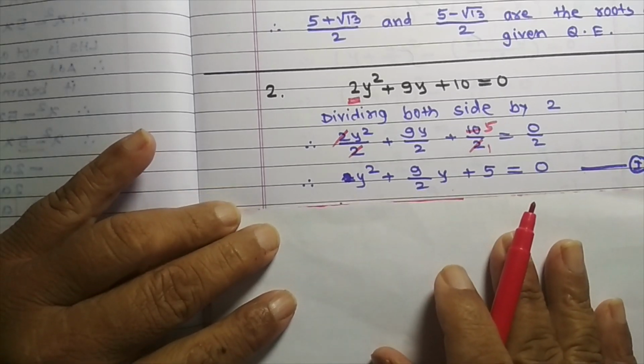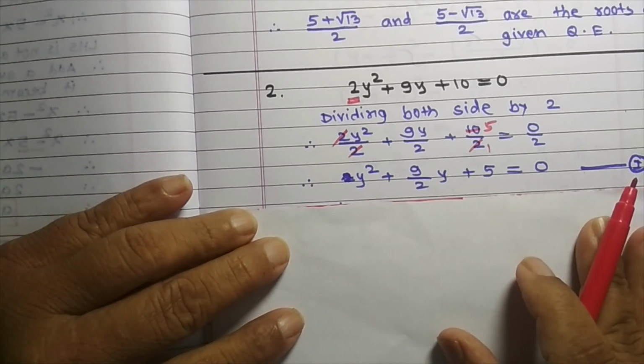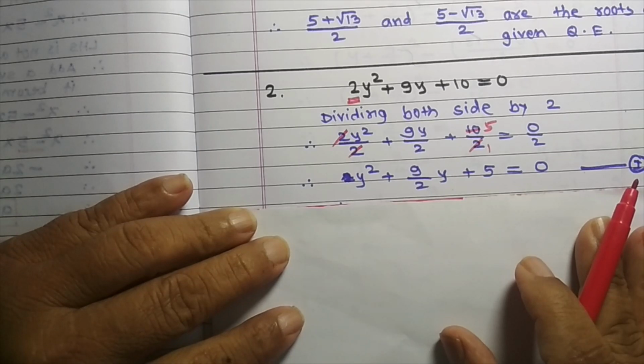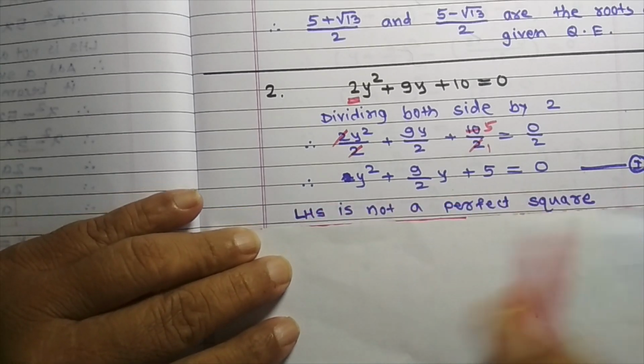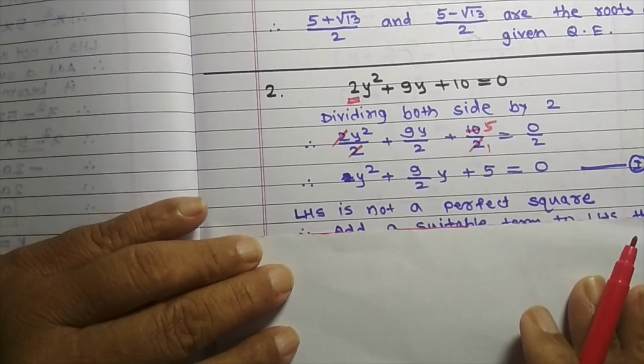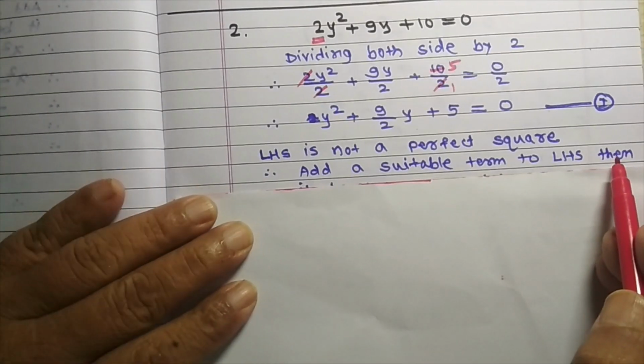Now, LHS, means this left side, is not a complete square. Therefore, we have to add a suitable term to the left side and then subtract. Then the first 3 terms of the left side are a complete square. See here, LHS is not a perfect square. Add a suitable term to the left side.